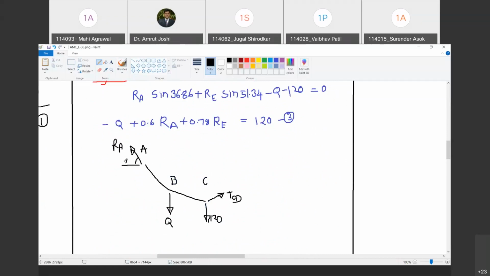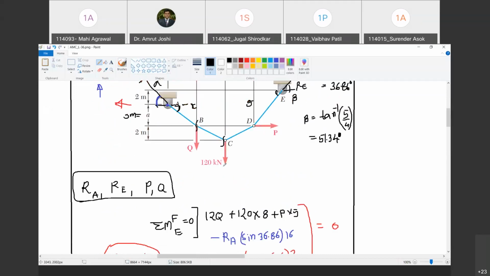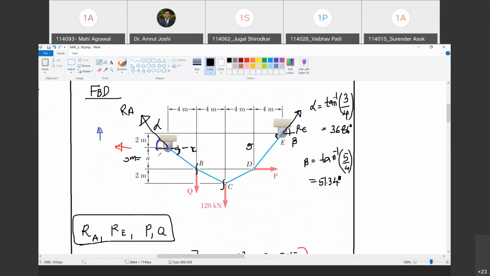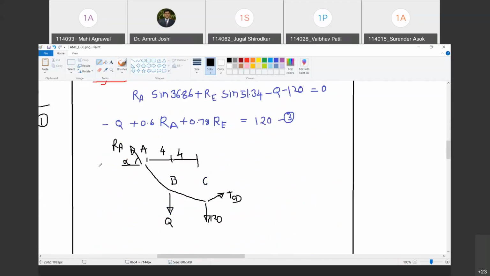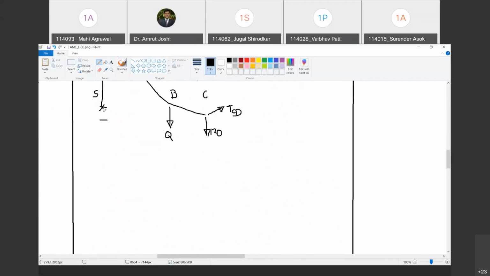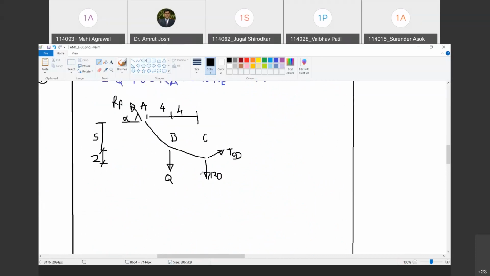Happy? Yes, sir. What is this distance? Tell me. 4 and 4. What is the distance between A and B? That is 5. So this distance is 5. And what is the distance between B and C? That is 2 meter. So 5 and 2 meter. Happy? Yes, sir. So this is the FBD of part ABC of the string.